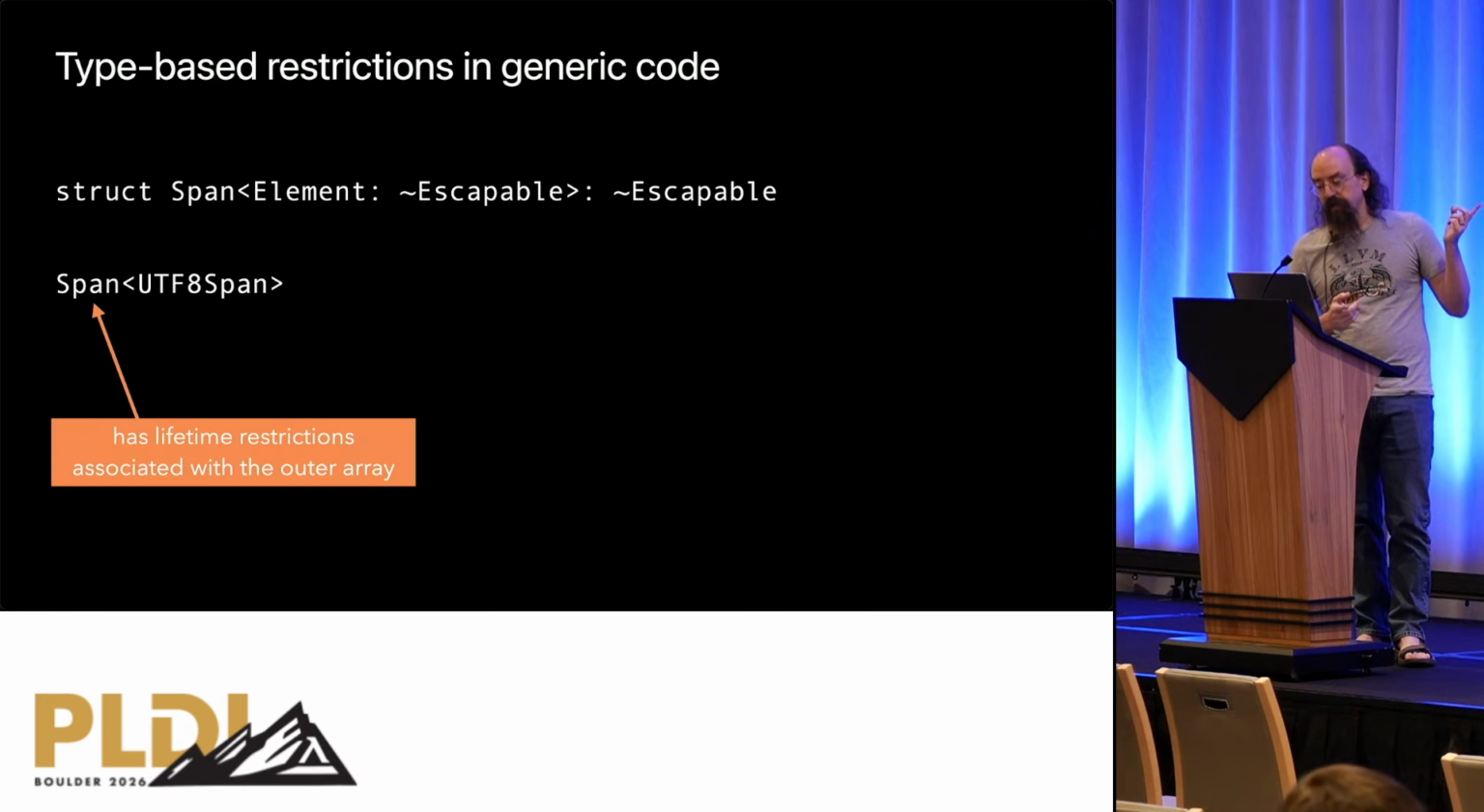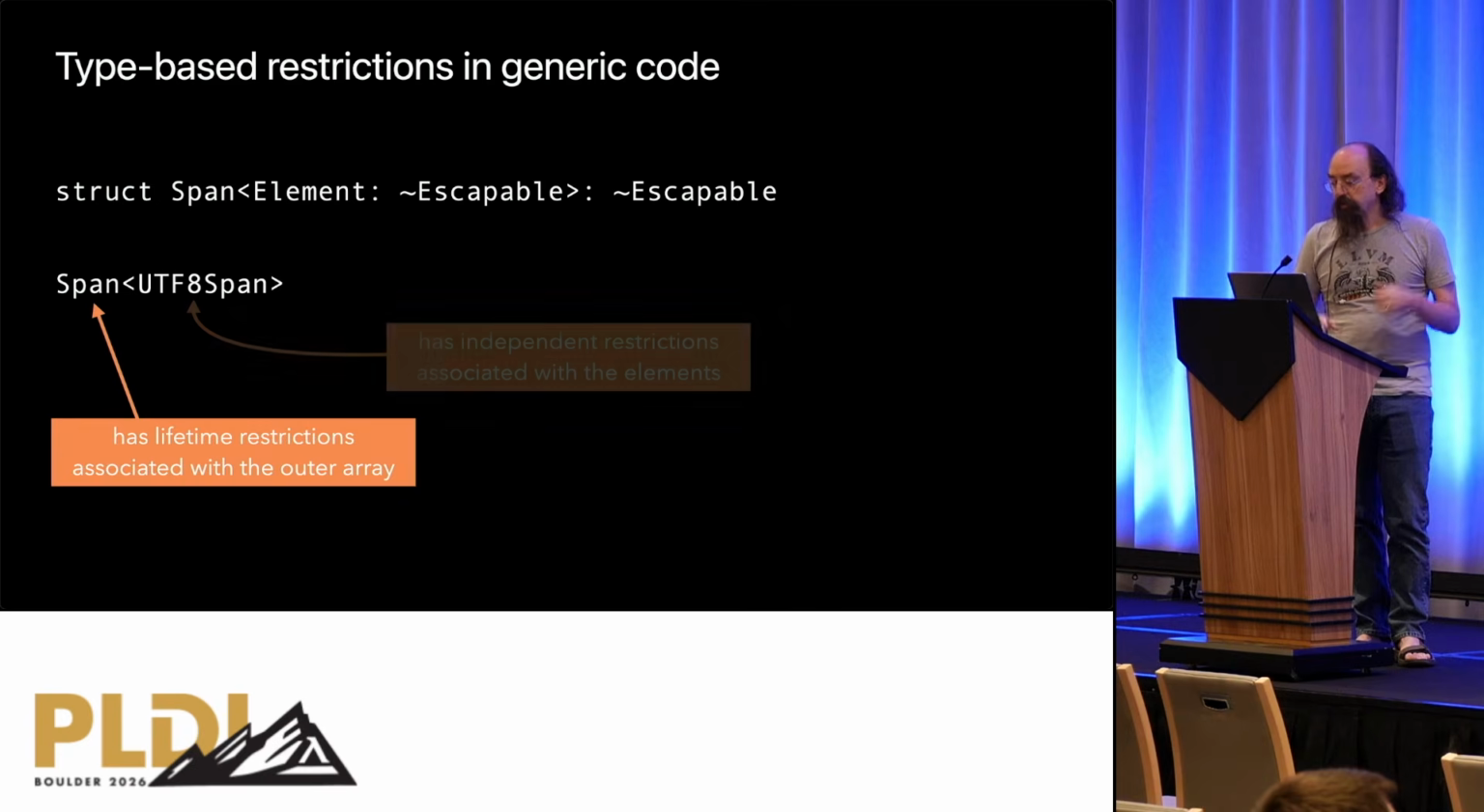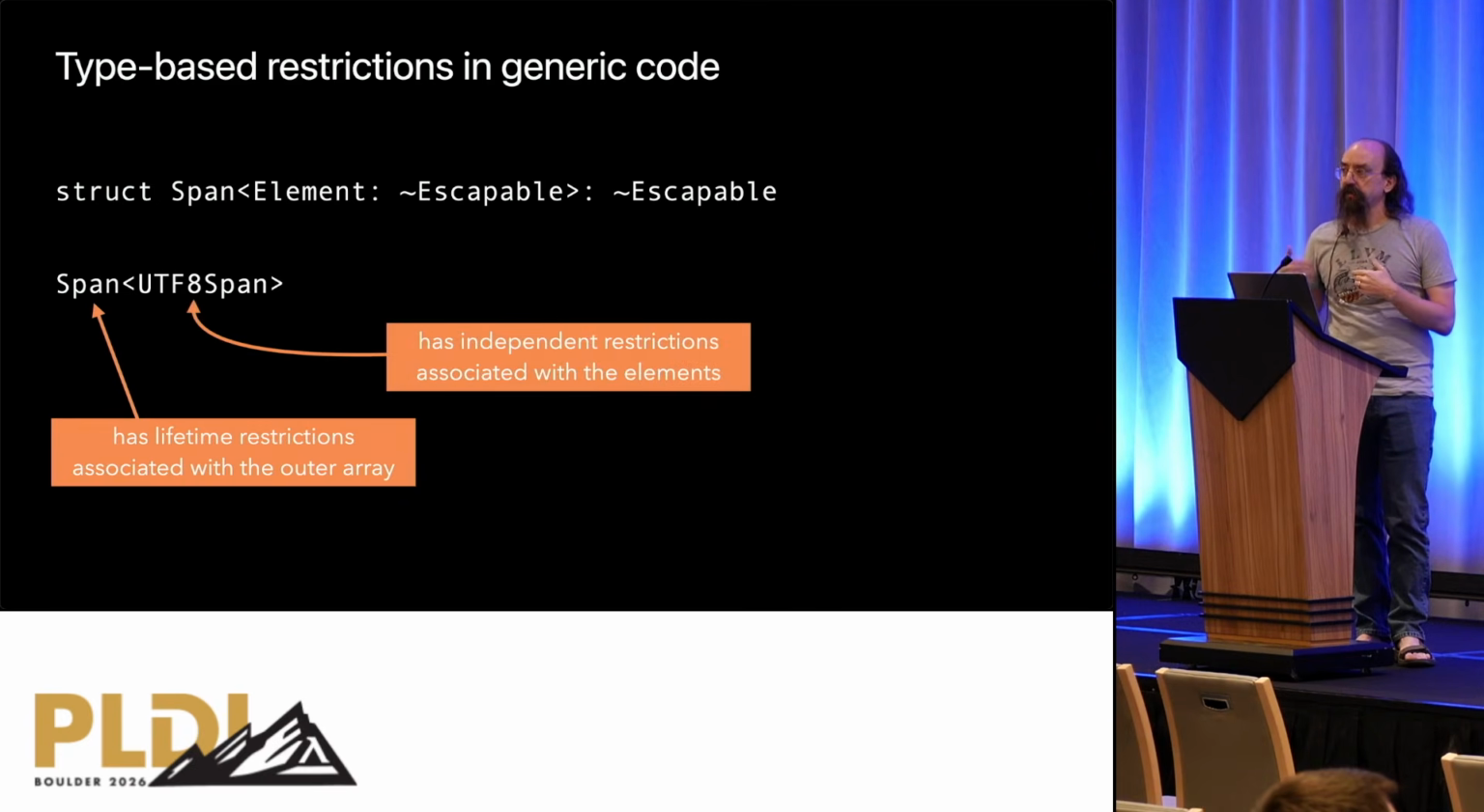Values of this type have lifetime restrictions associated with the outer span that correspond to how long that array lasts. But the values stored in that array also have their own lifetime restrictions. With the type-based restriction, we need to be able to express the fact that these restrictions are independent in a precise way. It's much easier to not conflate them if we can talk about the element restrictions as just part of the type of the element, rather than as part of weird dependencies on the overall span, like we have in our current model.